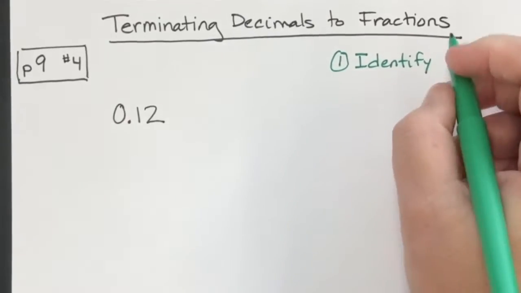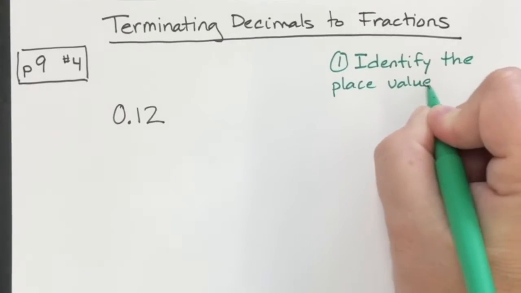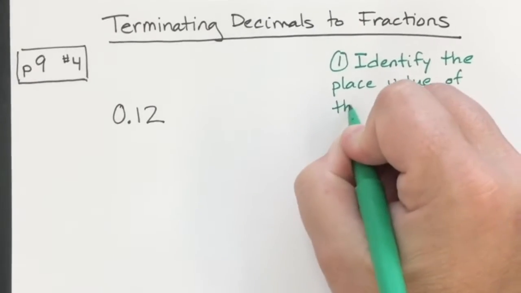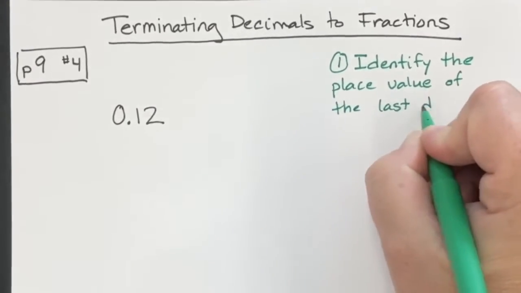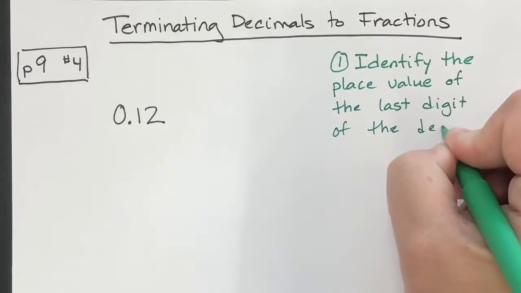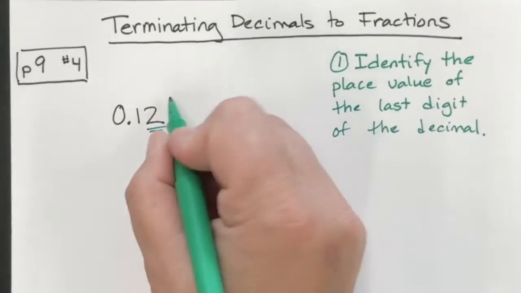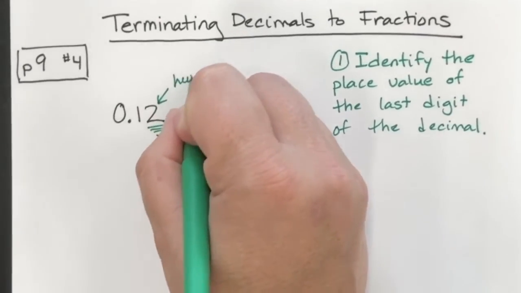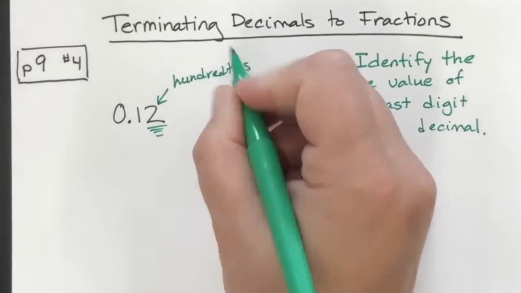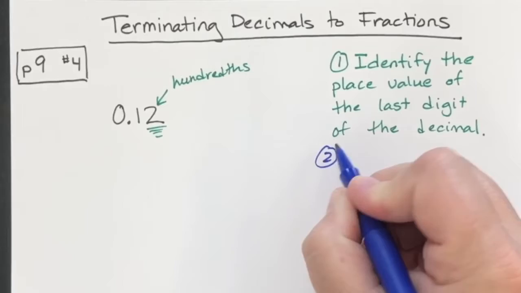And so our first step is to identify the place value of the last digit in the decimal. So the last digit of this decimal, 0.12, is the 2. And so the 2 is in the hundredths place, right? So we would say that is 12 hundredths.